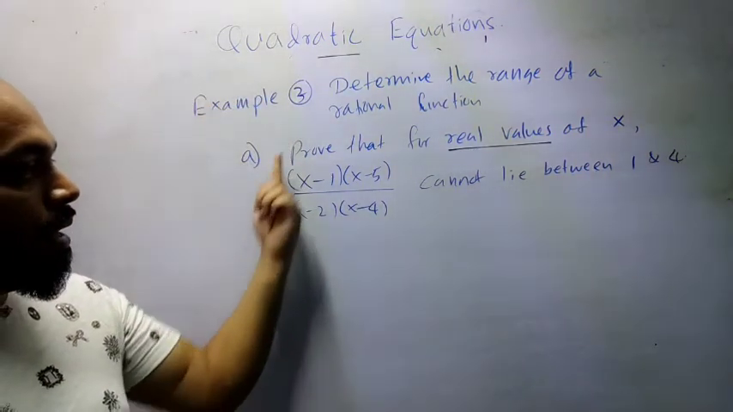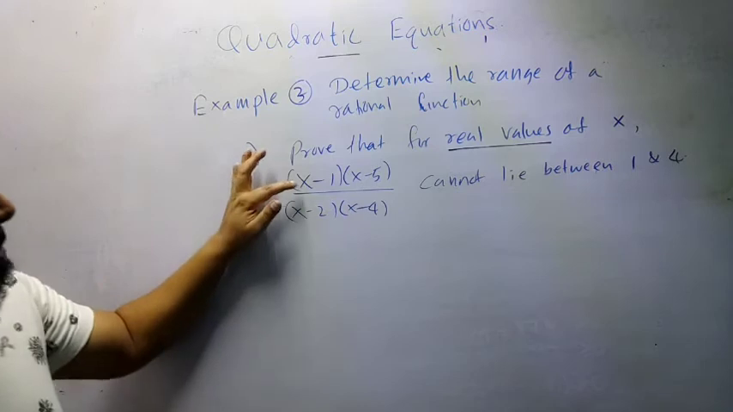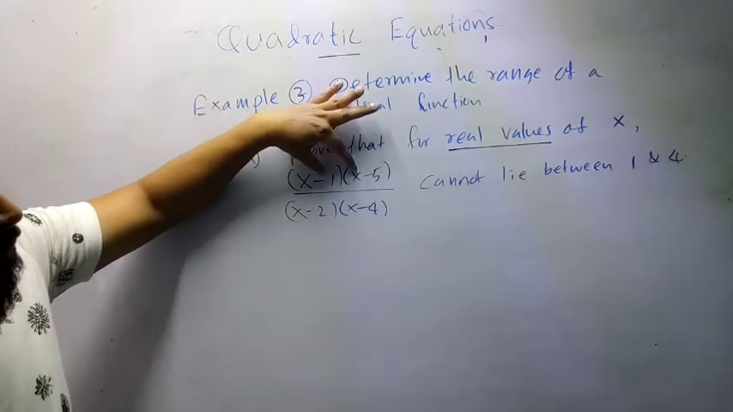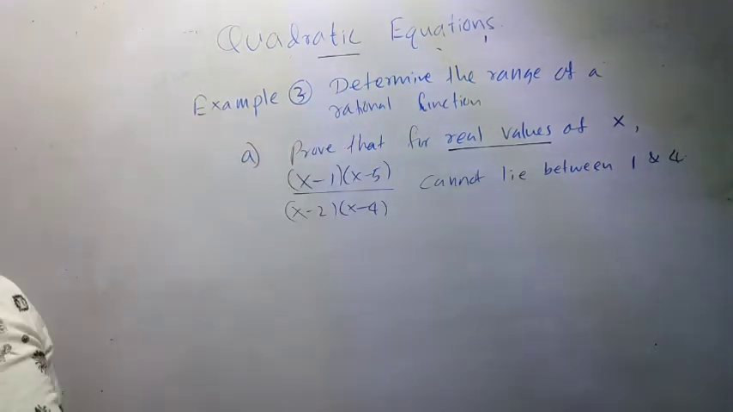You can say this is a rational function. Why? This is actually a quadratic function. This is again a quadratic function.